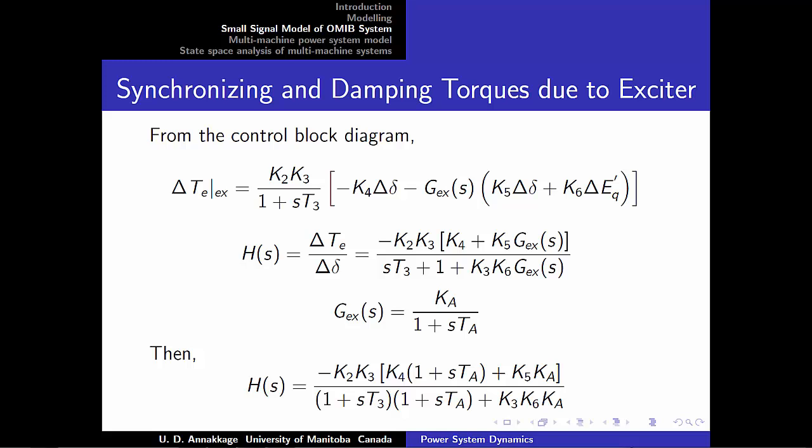If we know the k values and time constants, we can compute Hs for a given eigenvalue of the system matrix by substituting S equals sigma plus j omega, where sigma plus j omega is an eigenvalue of the system matrix A. The real part of Hs gives the synchronizing torque coefficient due to the exciter, and the imaginary part gives the damping torque coefficient due to the exciter.